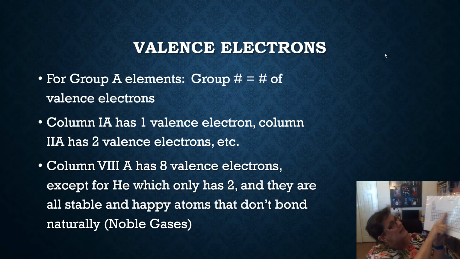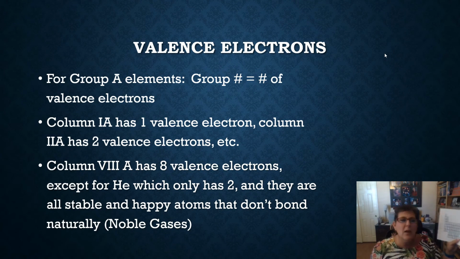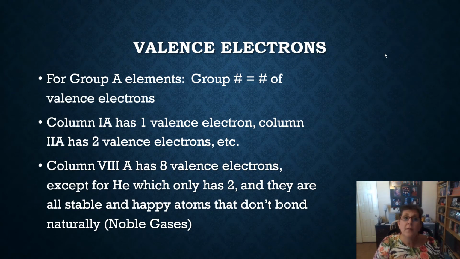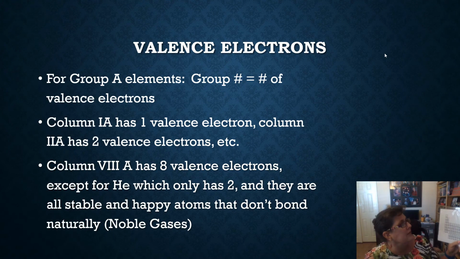And remember, these down here are what we call B elements, group B, and we don't worry about them. And so you just look at the top of your periodic table and figure out how many valence electrons something has. So that's pretty easy. So let's try a few examples.